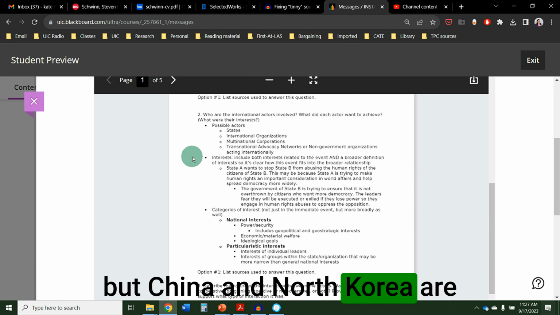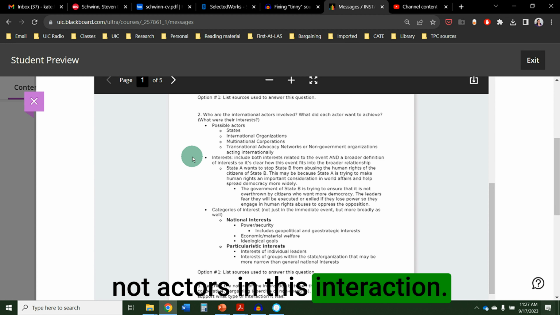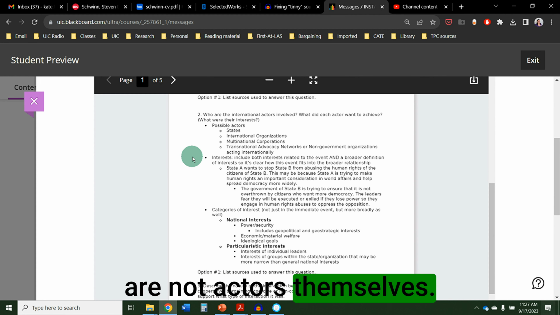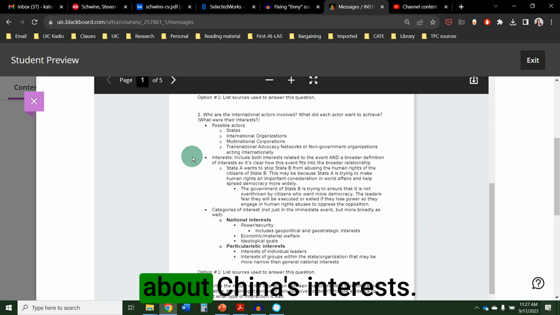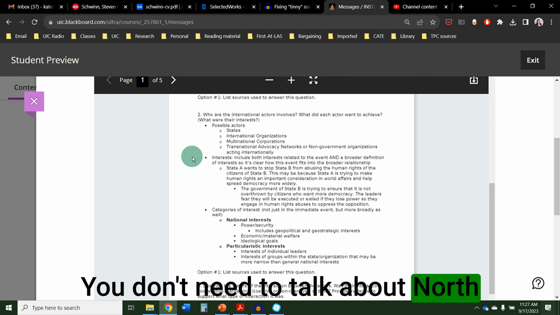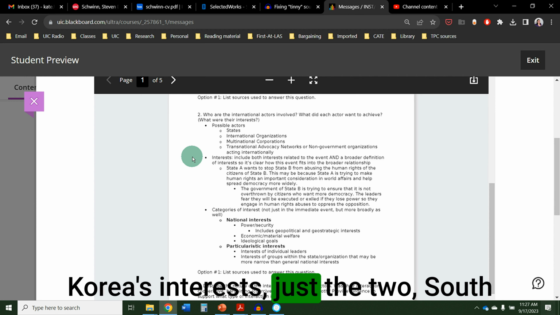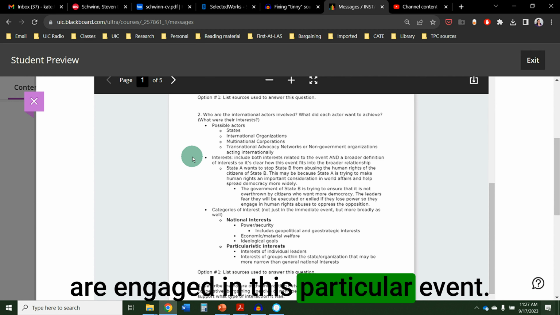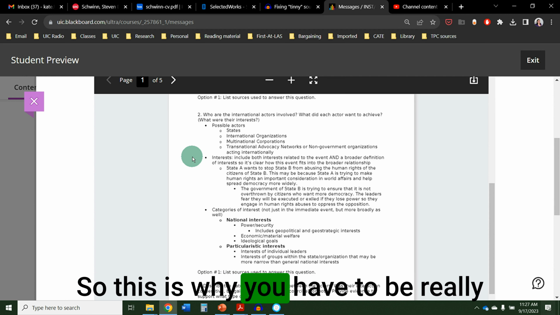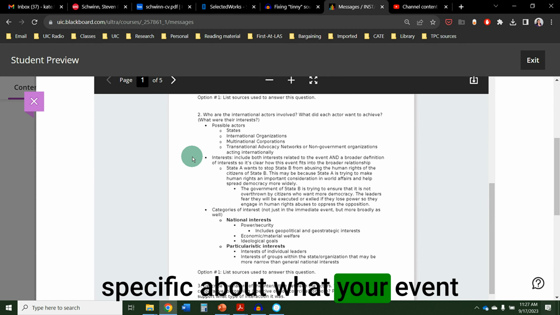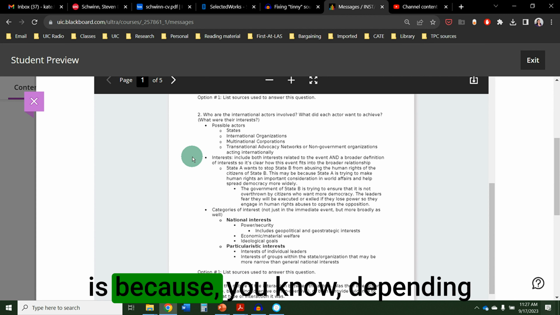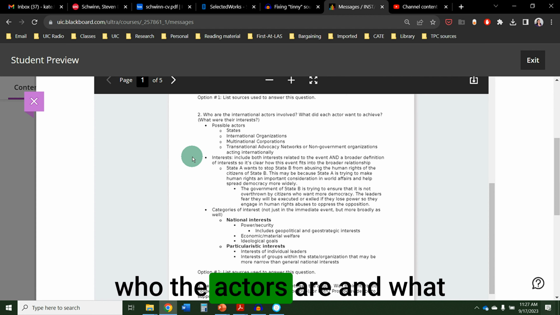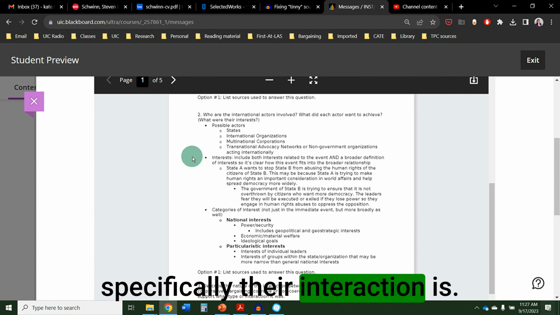But China and North Korea are not actors in this interaction, right? They're looming over this interaction, but they are not actors themselves. So you don't need to talk about China's interests. You don't need to talk about North Korea's interests, just the two, South Korea and the United States, that are engaged in this particular event. This is why you have to be really specific about what your event is, because, depending on the event, will determine who the actors are and what specifically their interaction is.